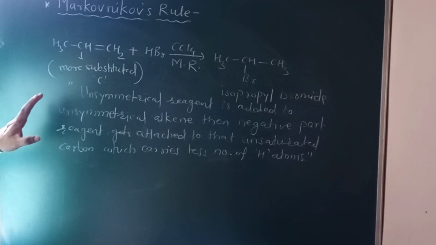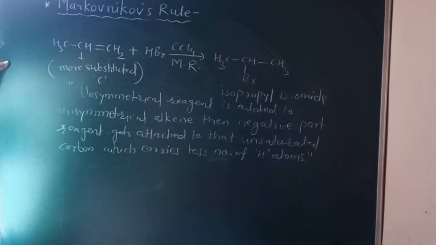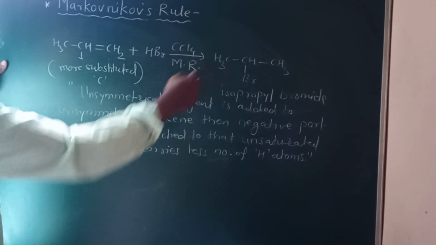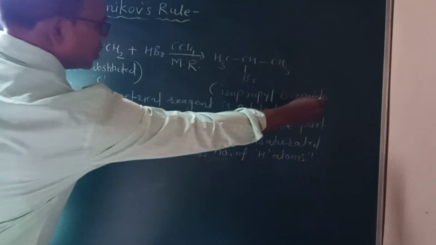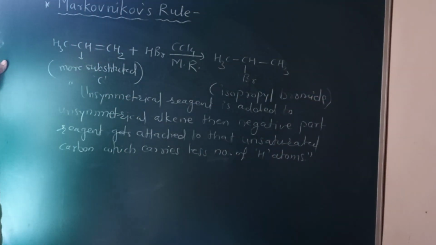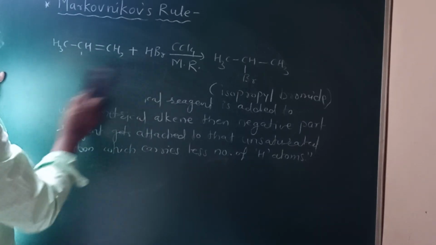Got it? Yes. Actually, along with this, a second product is also possible, but the percentage of that product is found to be less. Meaning this isopropyl bromide is found to be the major one. So here, what I have written is the major product; I have not written the minor product. Got it? Yes. So let us have one more example.